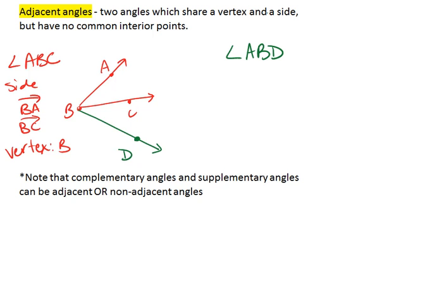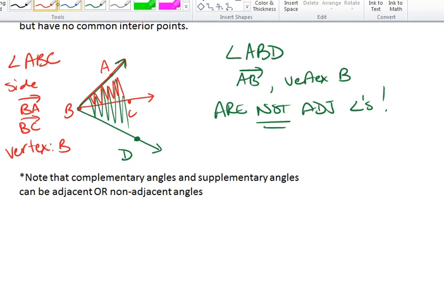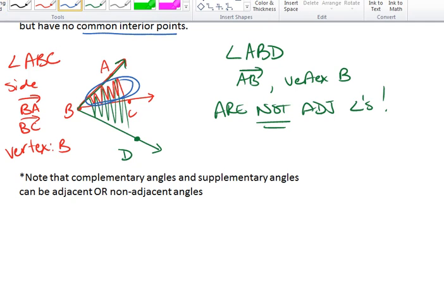And actually, even though angle ABD and ABC both share side AB and vertex B, they are not adjacent angles. The reason is because if we were to shade in angle ABD, and if we were to shade in angle ABC, we see this overlapping space. And that is where they have common interior points. So clearly that didn't work. Let's start over.